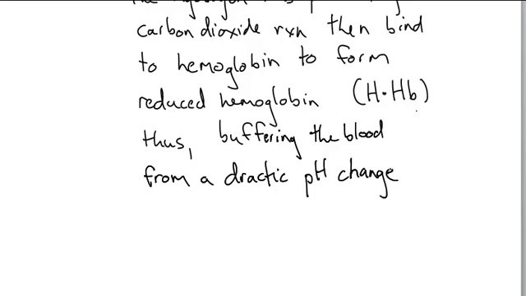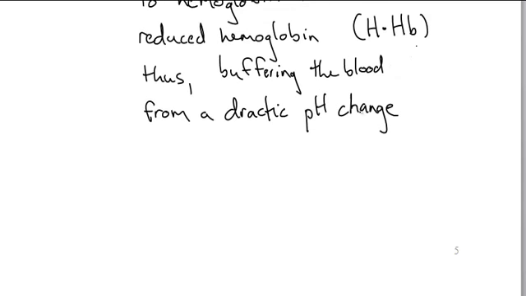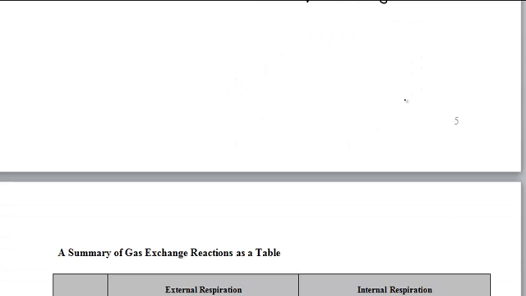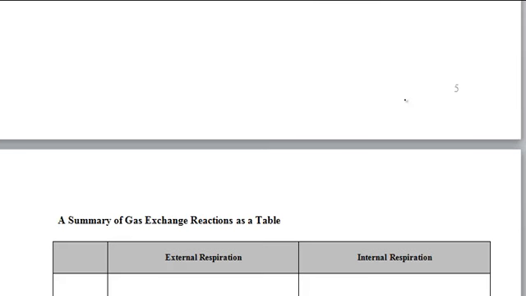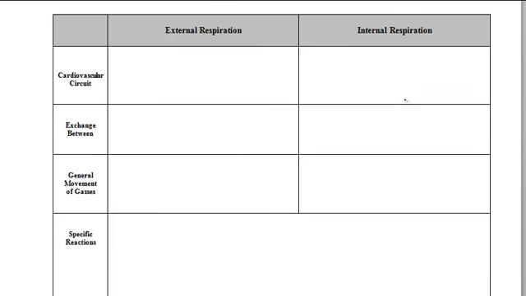Okay, so that's how we transport gases. It's not quite as simple as just, oh, oxygen and carbon dioxide bind to hemoglobin. Some remains dissolved in the blood, some actually binds to hemoglobin, and a whole lot of carbon dioxide really isn't transported directly as carbon dioxide. So we're going to summarize gas exchange reactions in this table here.